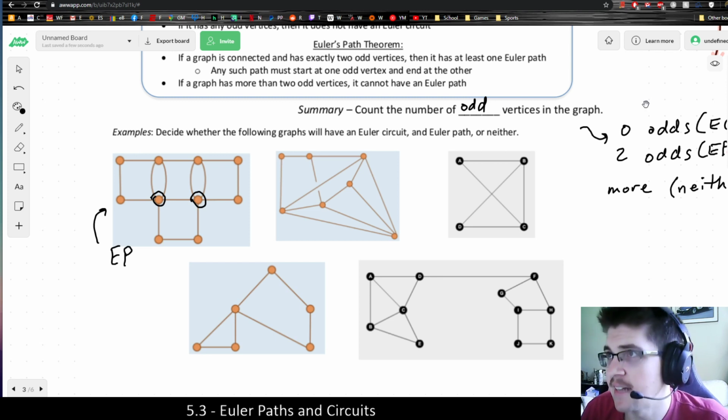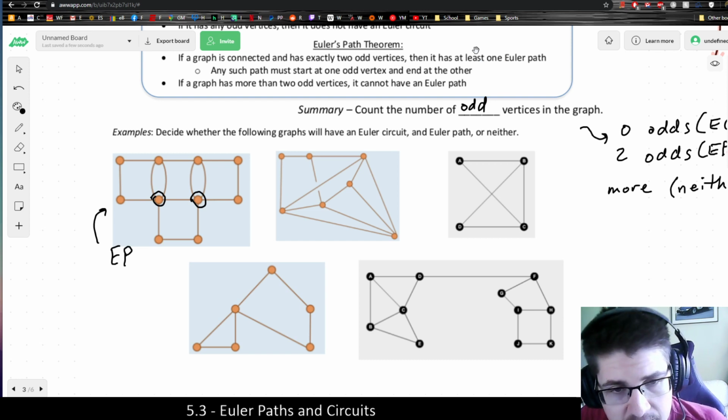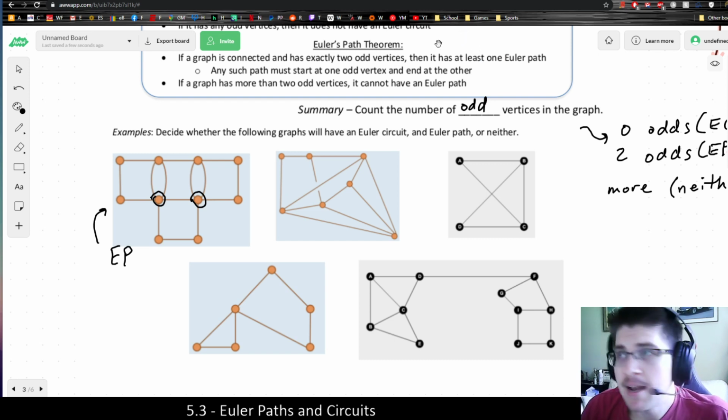If it has exactly 2 odd vertices, it has at least one Euler path. And note that if I was trying to actually find the Euler path, which we will practice soon, it has to start at one and end at the other.